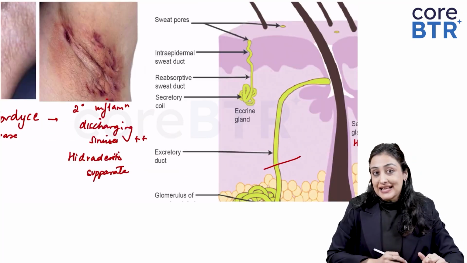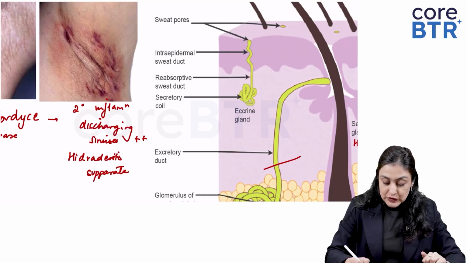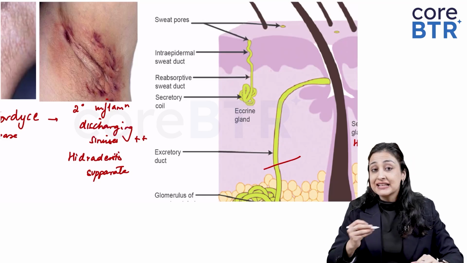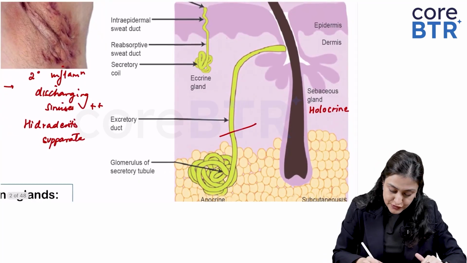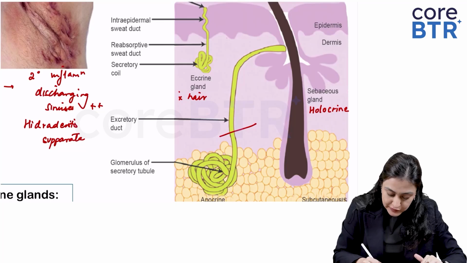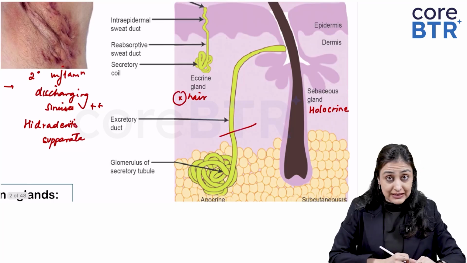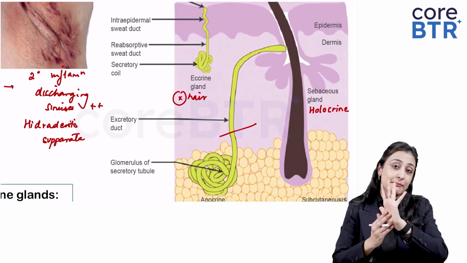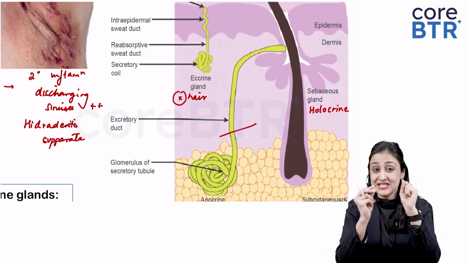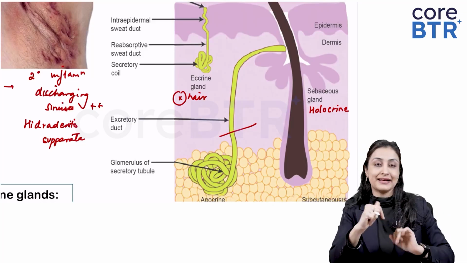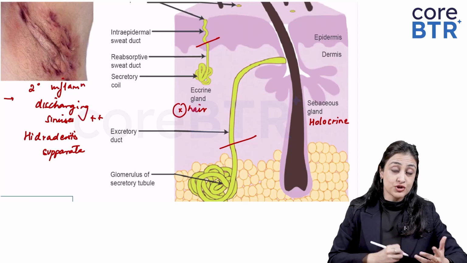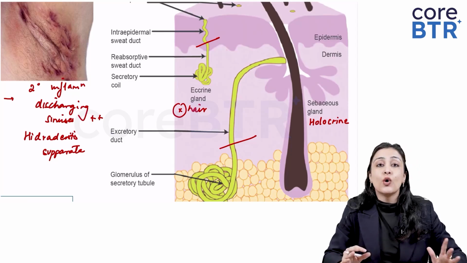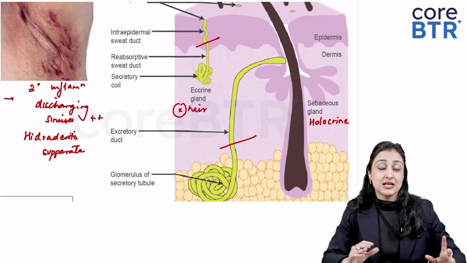The sweat glands which directly open onto the skin surface are the eccrine sweat glands, right? So the first point, they do not need a hair follicle. They are directly opening onto the skin, which means they are present everywhere. For example, palms and soles, no hair, but we still sweat. What is the gland? Eccrine gland, right?